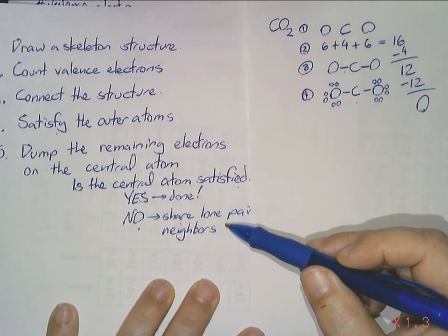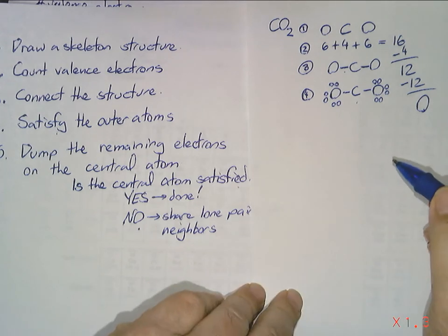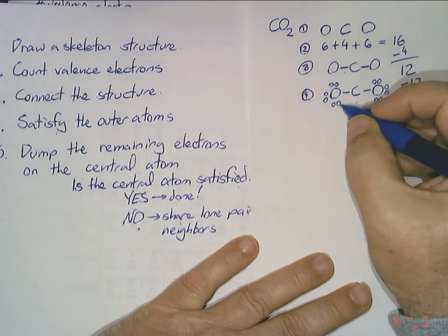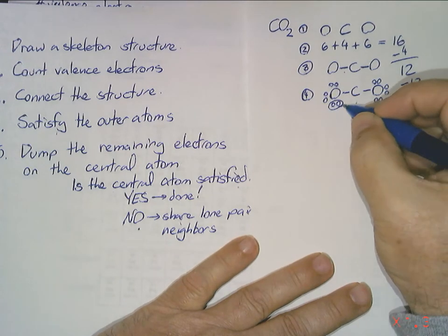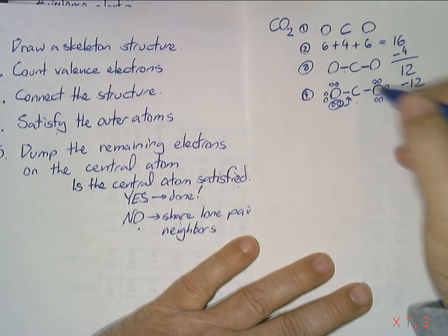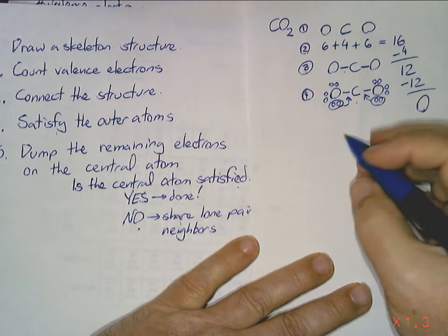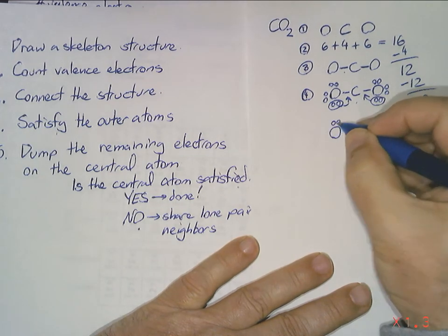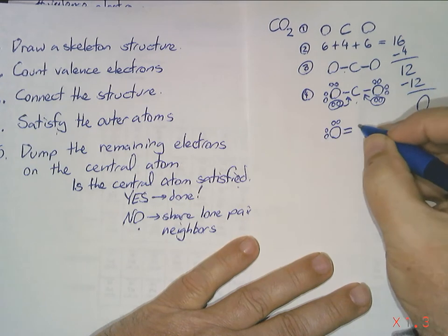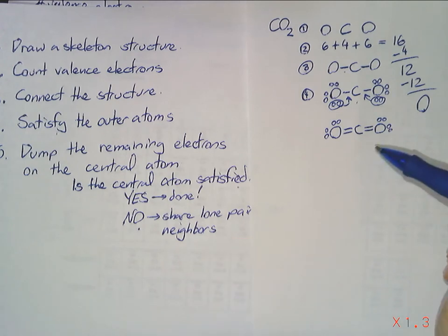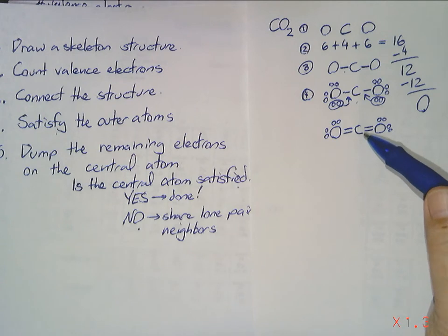Then what I have to do is share lone pairs with the neighbors. Now there's a couple of different ways that I can do this. It's going to turn out that the best way is to share one there. That'll give it 6, but then I have to share another one. So if I do that, I get a structure that looks like this. Now, is the carbon satisfied? Now it is. It's got 2, 4, 6, 8 electrons around it.